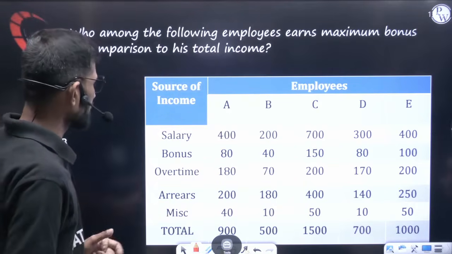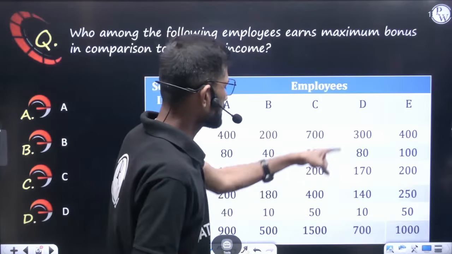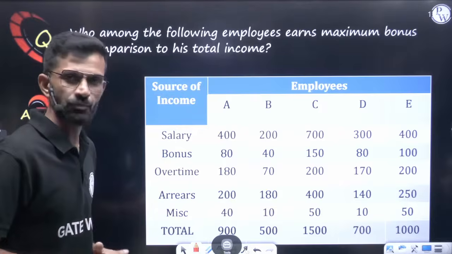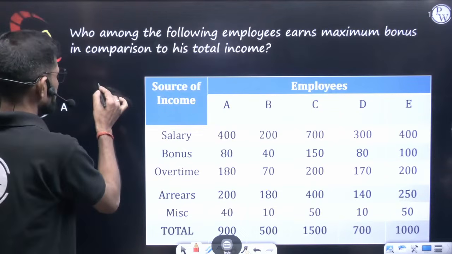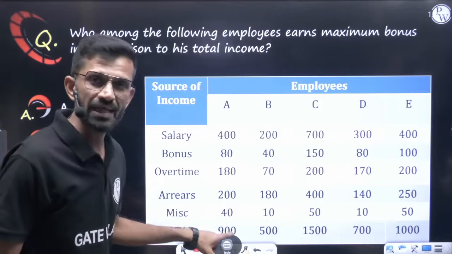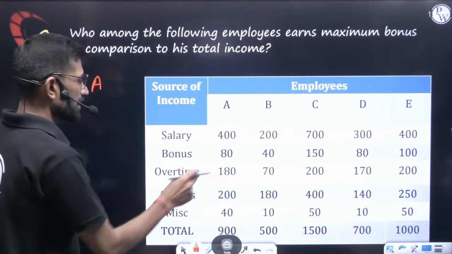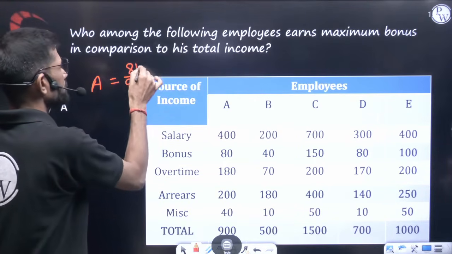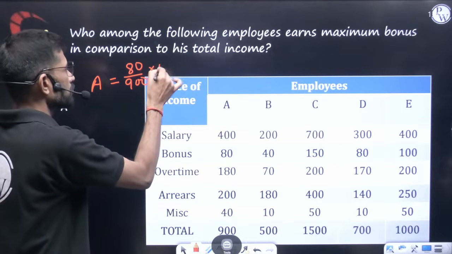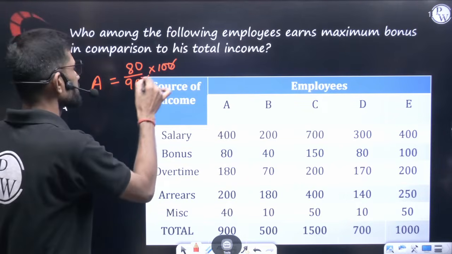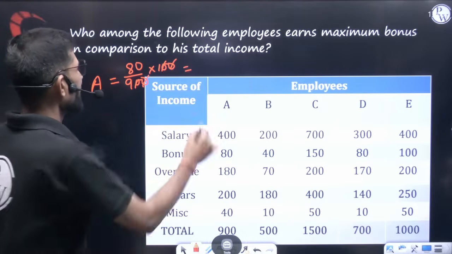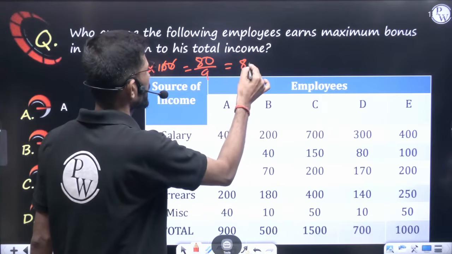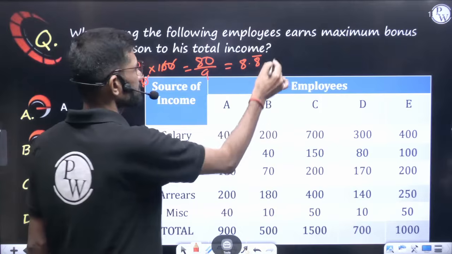So here you can see the total income for A is 900, B 500, C 1500, D 700, and total income for E is 1000, and the important thing is their bonus. If you see employee A, total income is 900, and his bonus is 80. So out of 900, how much is 80? How much percent is it? In order to convert into percentage, you multiply by 100, and the zeros cancel. Further you will sort it out as 80 by 9, which will be somewhere around 8.8 percent.